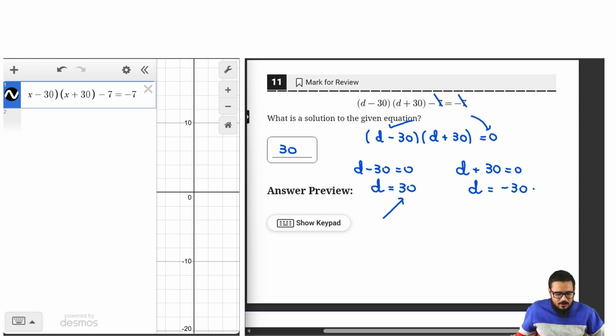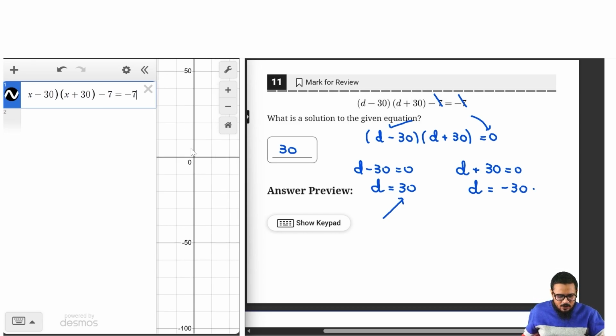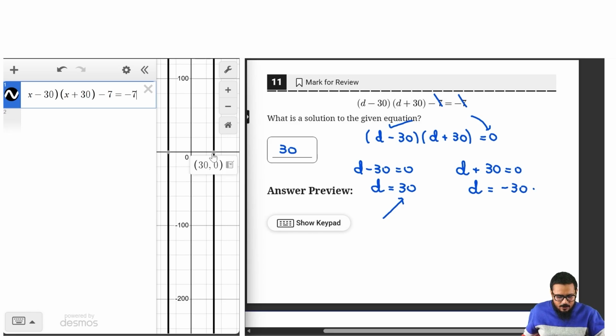So Desmos is going to create two vertical lines. I can have a look at those two vertical lines, and one of them is giving me the value of x as 30, and the other one is giving me the value of x as minus 30. So I can quote any one of the two solutions, 30 or minus 30, both of them are absolutely correct for this question.